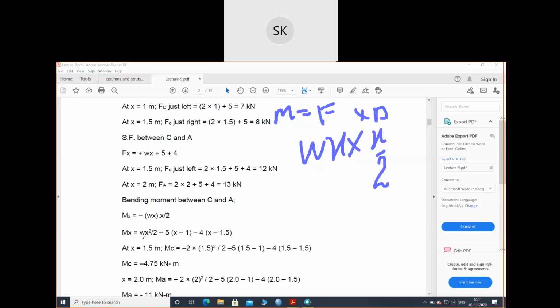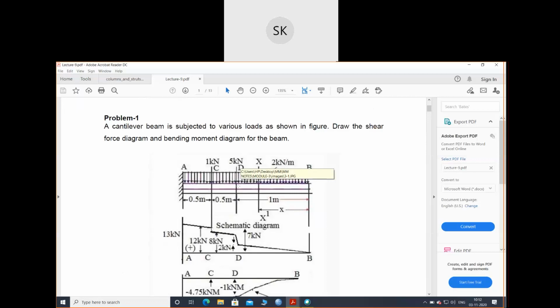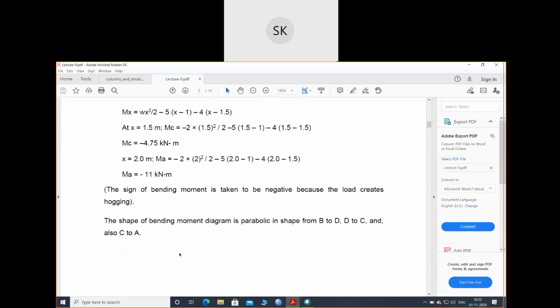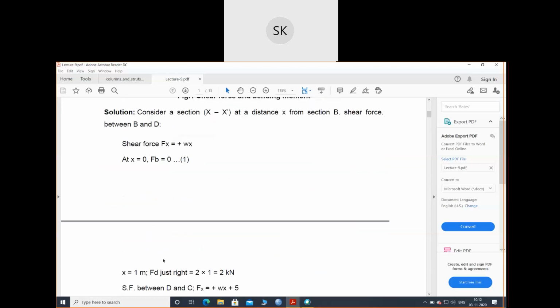Okay. Then next will be Wx square by 2. Same equation, but there will be an add-on of 5x minus 1 to 4x minus 5 due to this load. 5x minus 1, 4x minus 1 will be 1. So place the value of x at x equals to 1.5 meter and at x equals to 2 meter. We will get the moment also. Place the values, we will get the new bending moment. Okay.